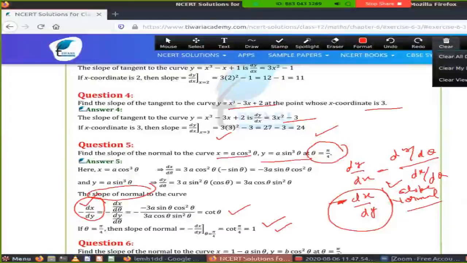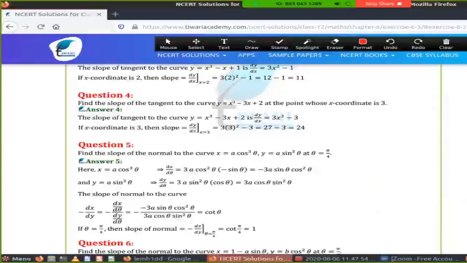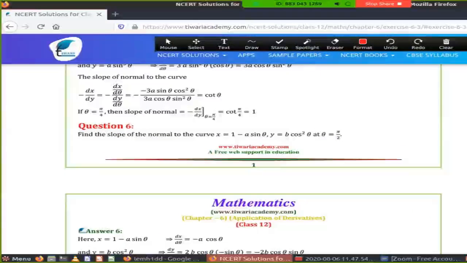Now question number 6. In question number 6, read the statement. Find the slope of the normal to the curve x is equal to and y is equal to at the point theta is equal to pi by 2. Again you have to calculate, whether you can calculate dy upon dx and then reciprocal it and change the sign. Or otherwise you can do directly minus dx upon dy is the slope of the normal.